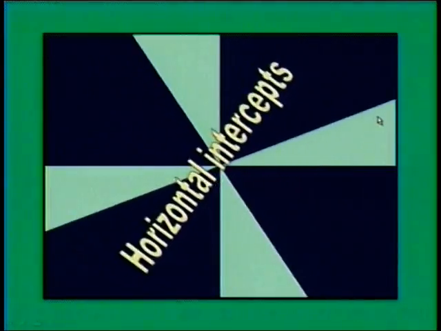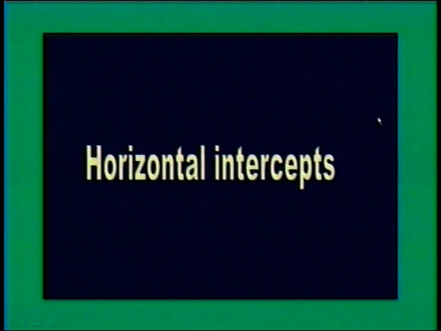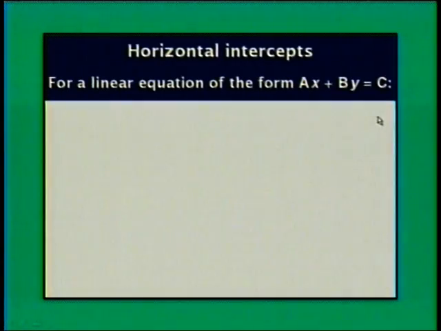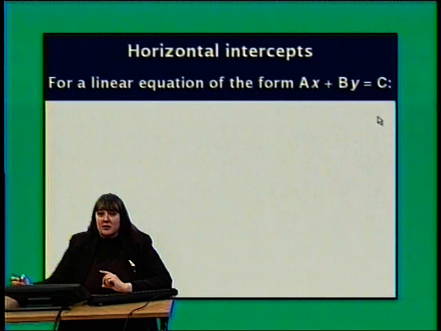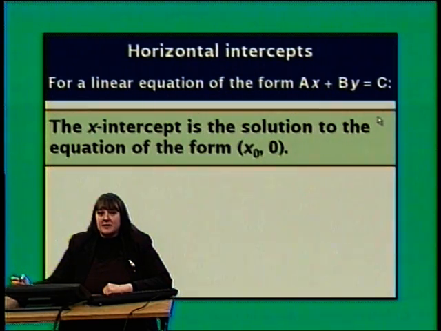We're going to talk about the graphs of parabolas more in lesson 16. Right now I want to go back and review horizontal intercepts. So I'm going to start by talking about horizontal intercepts for linear equations. Remember that for a linear equation of the form ax plus by equals c, the x-intercept is the solution to the equation of the form (x sub 0, 0).